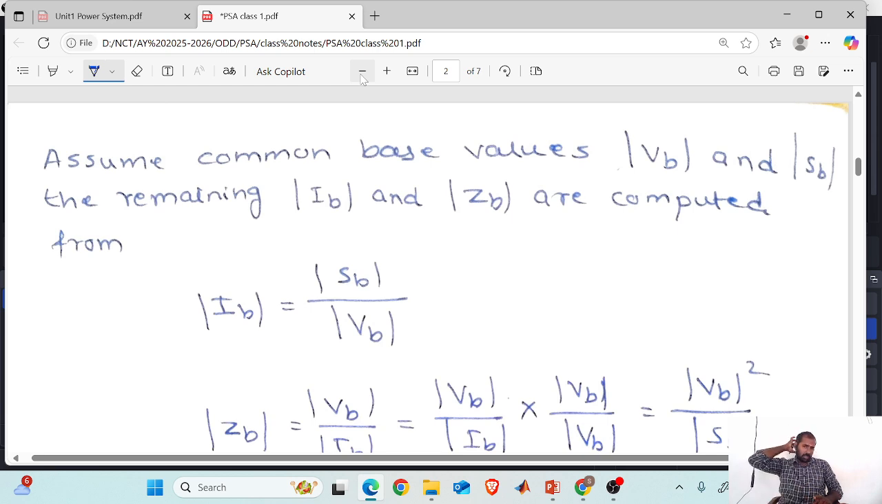And assume the common base values VB, SB. The remaining IB and ZB are computed from the following expressions. So IB is equal to SB divided by VB. How does this formula arrive? S is equal to VI, so from this you can write I is equal to S divided by V, right? So that is what they have written here: IB is equal to SB divided by VB, and ZB is equal to what?